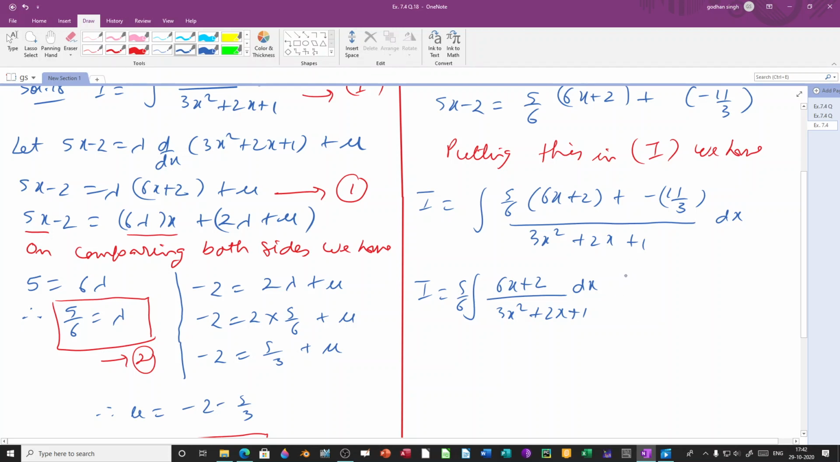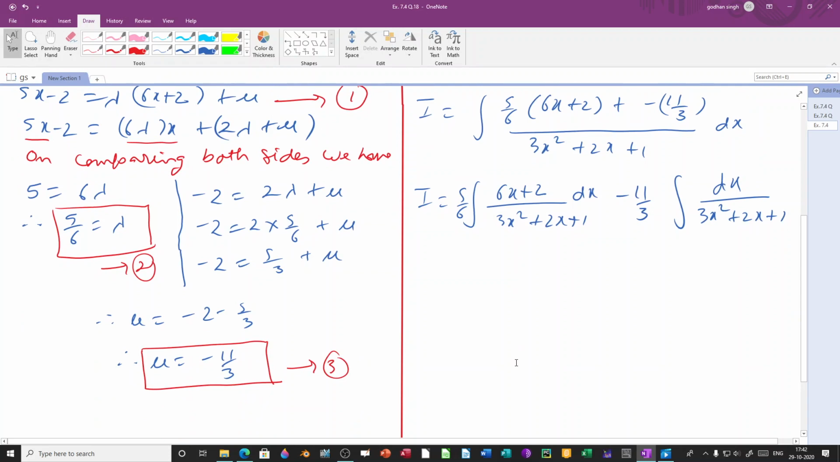Now the remaining portion, this plus, also we'll write as plus minus, that is minus 11 by 3, that is constant, so dx over 3x square plus 2x plus 1, and this part we'll solve by writing the denominator as sum of perfect square. So this is how we'll be integrating this one. We can easily integrate the first part, so let's first integrate the first part.